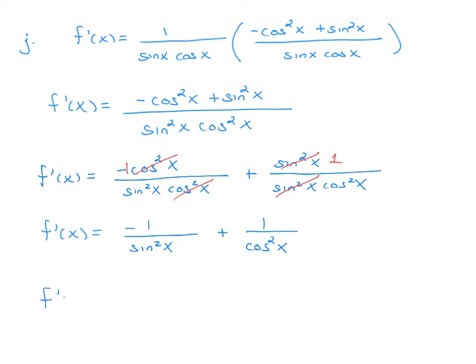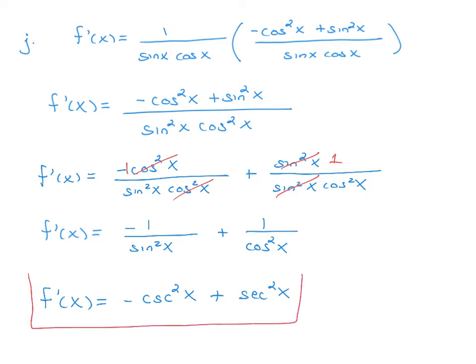And we could then convert these back to the definitions of secant and cosecant. 1 over sine is cosecant, so this first fraction is really negative cosecant squared of x. And the second fraction is going to be secant squared of x. Not really sure if any of these are better than any of the others, but I'll leave this as the final answer.